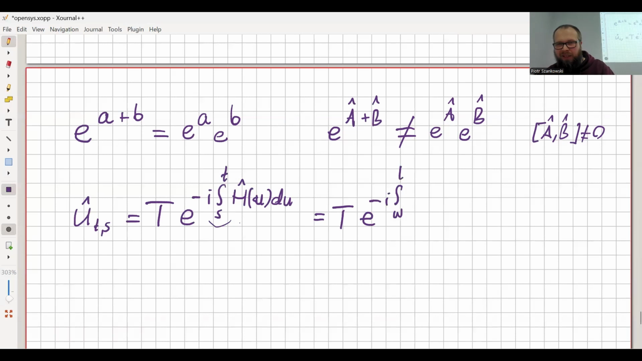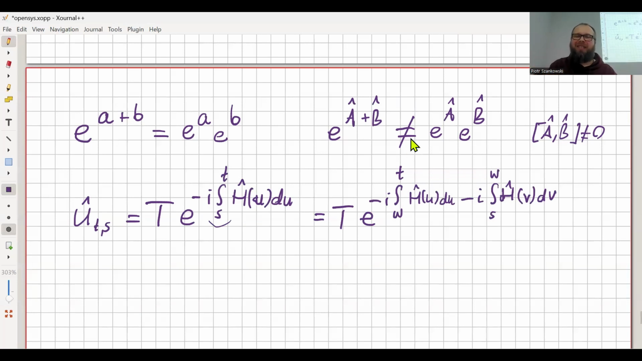So the integral from W to T of H(u) du, and minus i, the integral from S to W of H, maybe let's call this variable v, dv. We are still in the exponent. This is all legal. Nothing suspicious happened. This would be something that corresponds to A, and this would be something that corresponds to B, essentially. So we would like to split it in two.